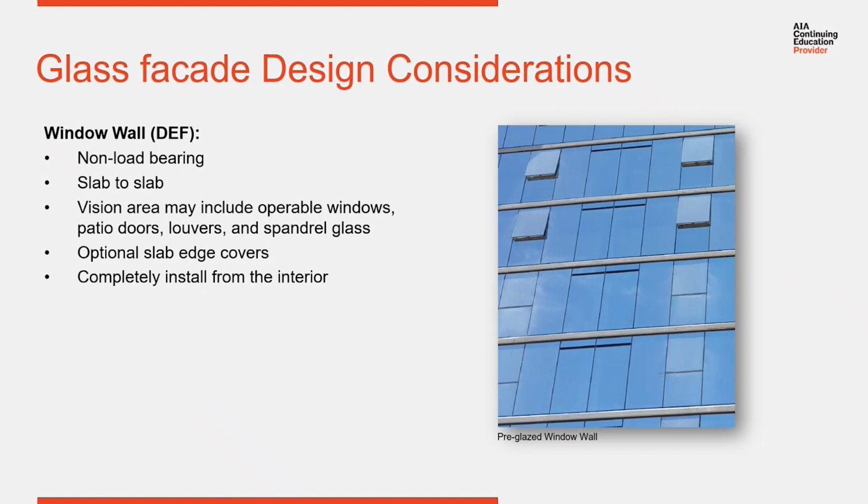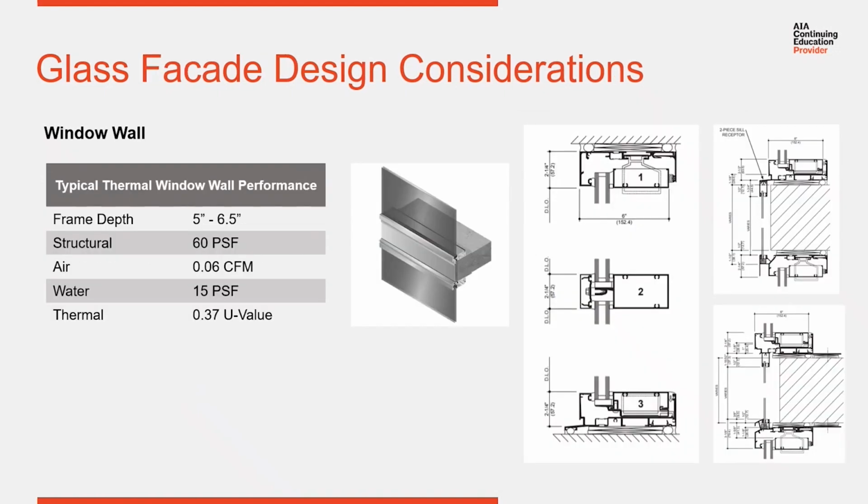Next of all, window walls run slab to slab. So they're set within the structure of the building, not to the exterior, but within the structure of the building. So they run from one slab to the next. Then when they meet a slab, there's what's called a slab edge cover. So this wraps around the edge of the slab and conceals it. So here's some examples of this.